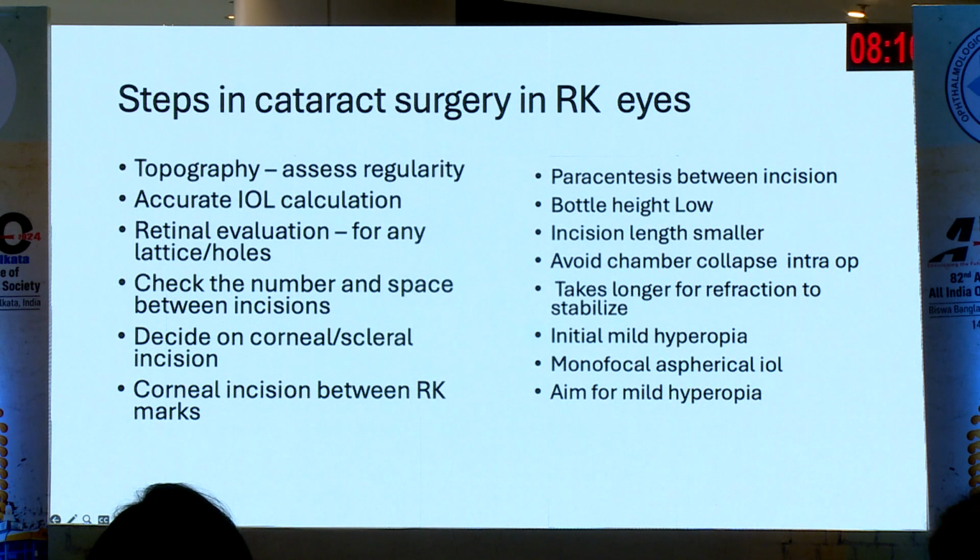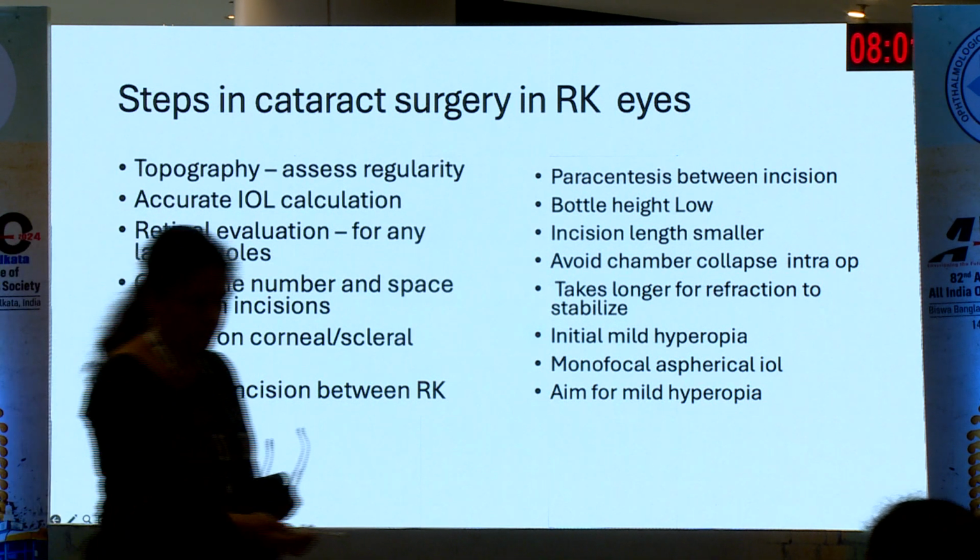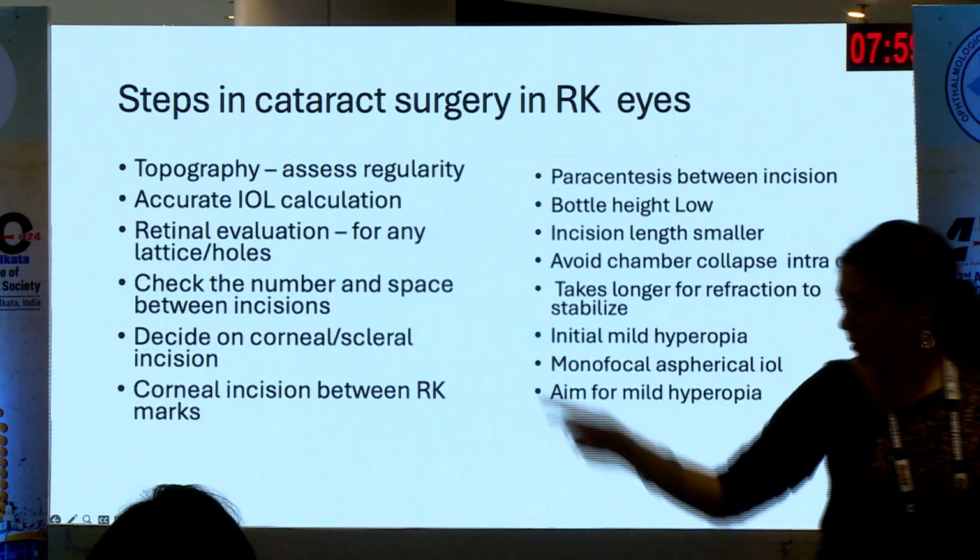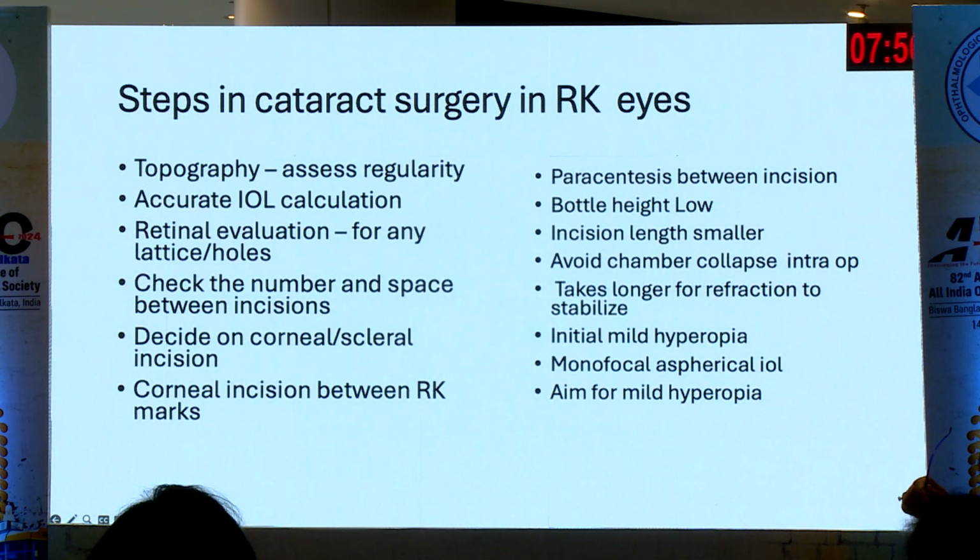Obviously, a detailed retinal evaluation is important. With respect to the cornea, before you plan the surgery, you need to know the number of cuts, because you need to decide whether you are going to be making a corneal incision or a scleral incision. So if you have less than 8, say a 4 incision RK, then you can even make a corneal incision. But if you have 8 or 16 cuts, then you would probably want to make a scleral incision. Whether it's your side port or your corneal incision, the width has to be within the cut margin so that it doesn't cause a rip-off of the RK incisions.